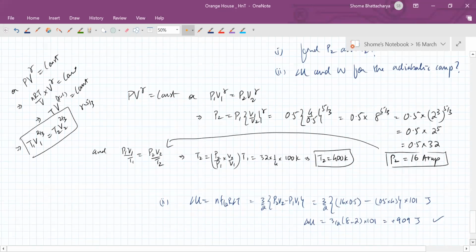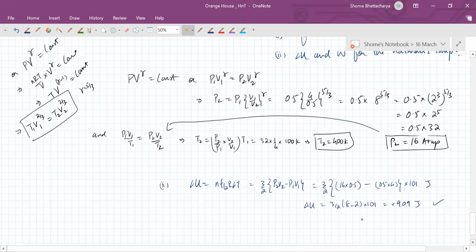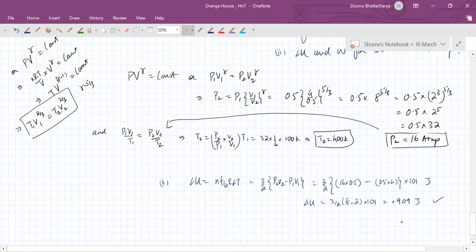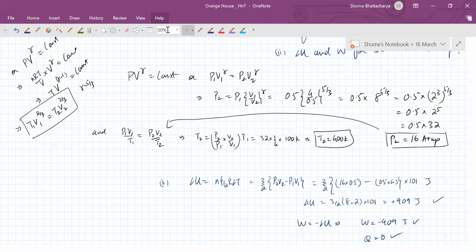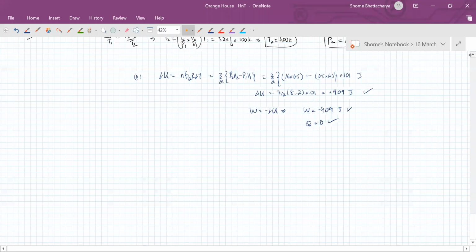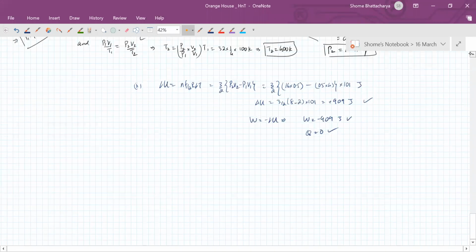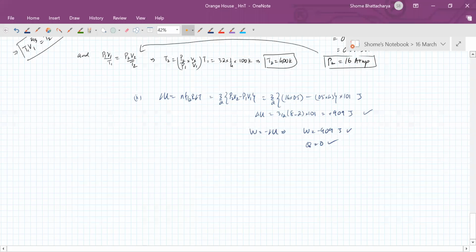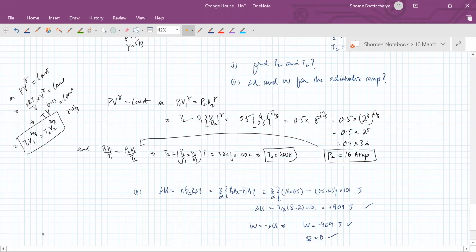So W will be equal to minus delta U. So work done will be, because Q is 0. So this type of direct formula based problem solving is very important for you in thermodynamics, both from chemistry point of view as well as from physics.